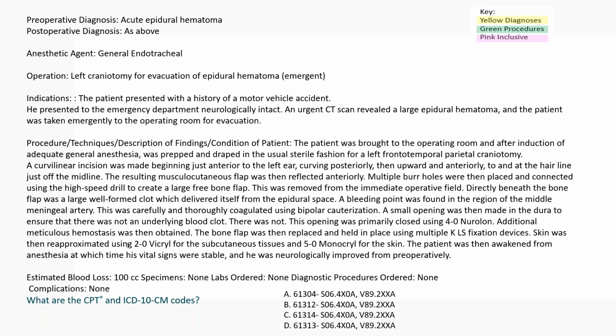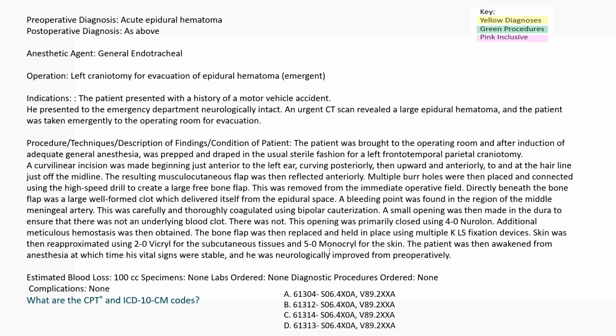The patient was brought to the operating room and after induction of adequate general anesthesia, was prepped and draped in the usual sterile fashion for a left frontotemporal parietal craniotomy. A curvilinear incision was made beginning just anterior to the left ear, curving posteriorly, then upward and anteriorly, to and at the hairline just off the midline. The resulting musculocutaneous flap was then reflected anteriorly. Multiple burr holes were then placed and connected using the high-speed drill to create a large free bone flap. This was removed from the immediate operative fields.